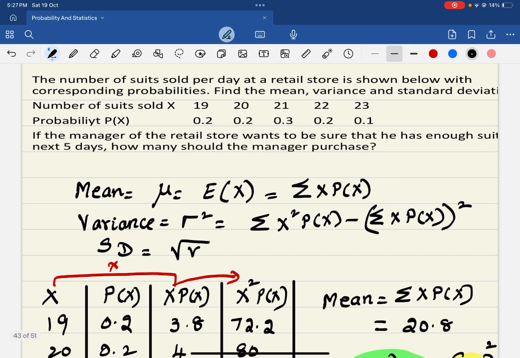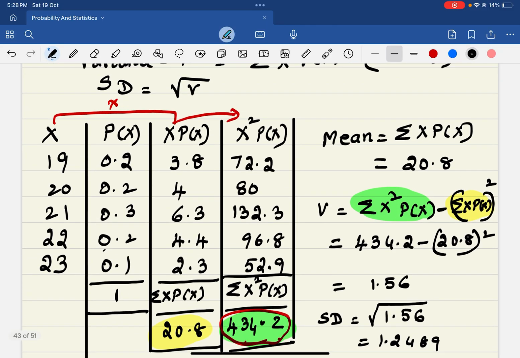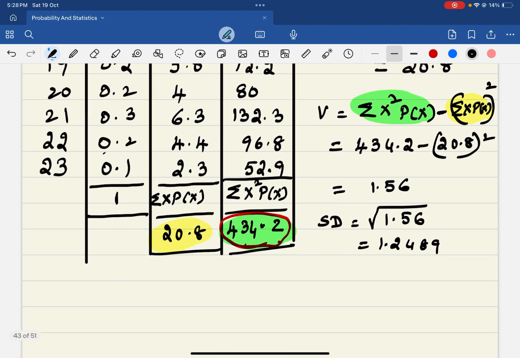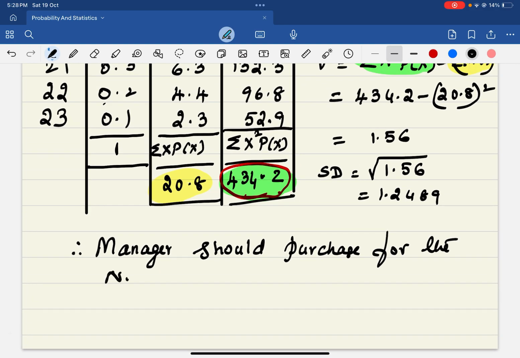Now see the question here. He has asked that if the manager of the retail store wants to be sure that he has enough suits for the next 5 days, how many should the manager purchase? For the next 5 days, how many does he have to purchase? Because on an average, what do you mean by mean? Mean is nothing but the average, that is 20.8. So therefore, the manager should purchase for the next 5 days, 5 times 20.8, and that is 5 20s are 100 and 5 8s are 4, 104 it is. So this is the answer.